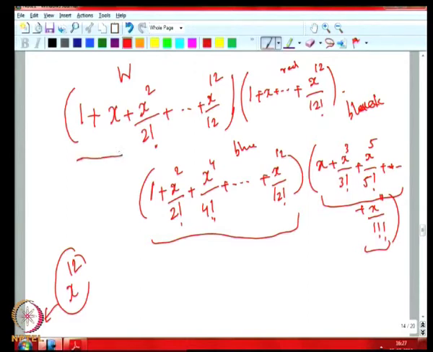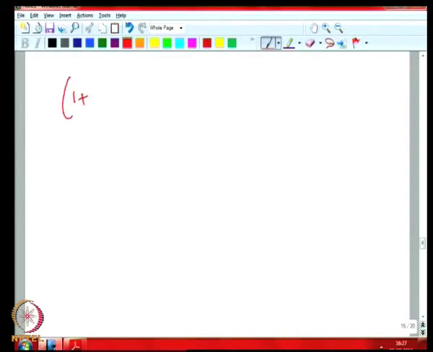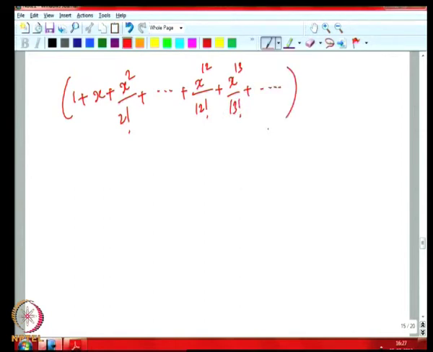Now, for the ease of calculation, we can extend it further. Instead of stopping at the last term, we can add all the remaining terms. So the first term can be 1 plus x square by 2 factorial, and instead of stopping at x raised to 12 by 12 factorial, we can add x raised to 13 by 13 factorial and so on till infinity. Why? Because these new terms we are adding are not going to contribute to the coefficient of x raised to 12.